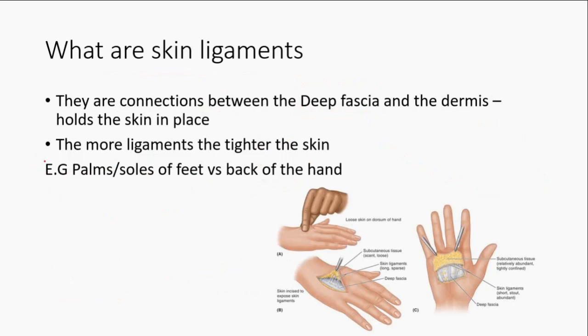Okay, so we're almost finished with the content. We've only got this slide left, and then we're going to start talking about clinical correlates. This is also quite an interesting part. It's not too hard to remember. So, there's another part of the integumentary system that's important for the structure, and it's called skin ligaments.